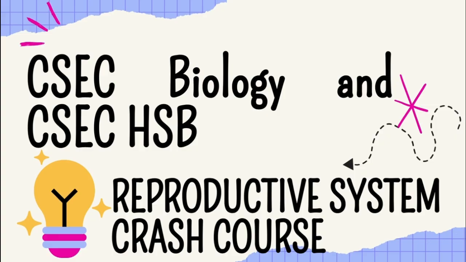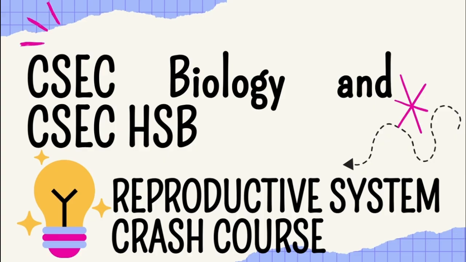You're going to find the reproductive system in the CSEC Biology syllabus, and you're going to find it in the CSEC HSB syllabus also. So you don't have to worry that somebody doesn't have to know it because they're doing CSEC Biology, or because they're doing CSEC HSB. It's literally the same thing. The only difference is that CSEC Biology students do a lot more in terms of plants and animals and all that stuff because it's more general. But CSEC HSB is focused on the human body, and in this topic we're talking about the human body.